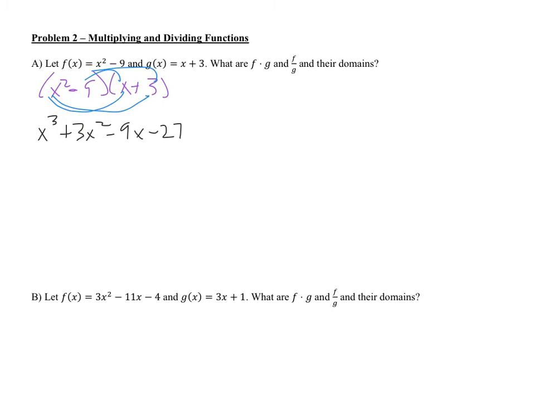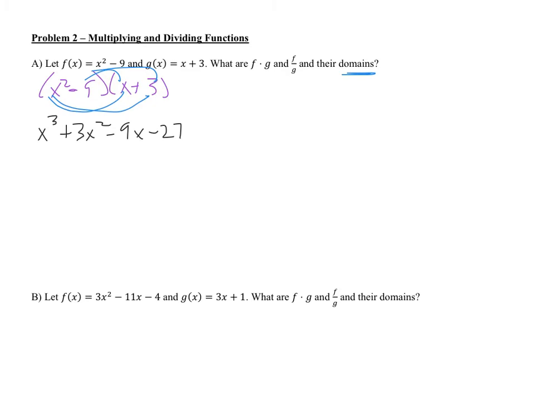Now I'm looking at my domain. What can x not equal? In this case, x can equal anything here. It does not matter what x would be because there's going to be no undefined, meaning we don't have any square roots and we do not have any fractions. Those are the two things you always have to be careful about.